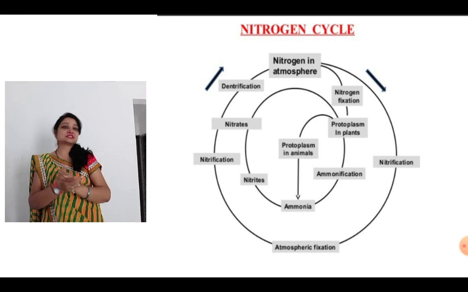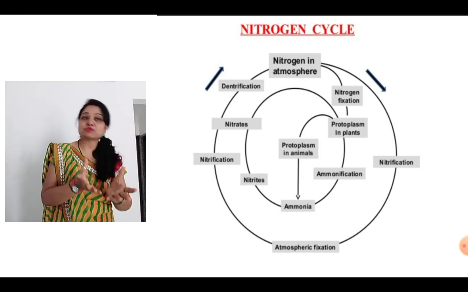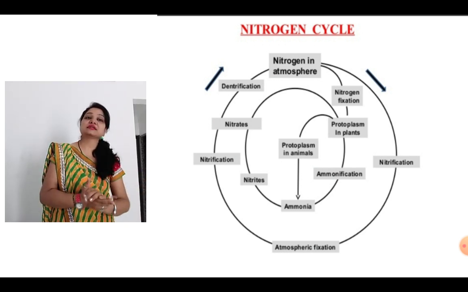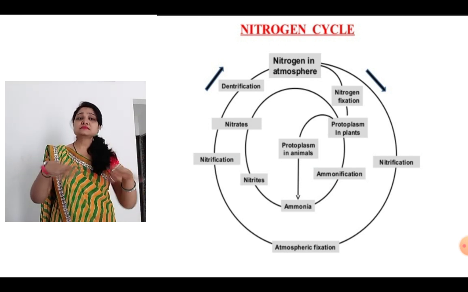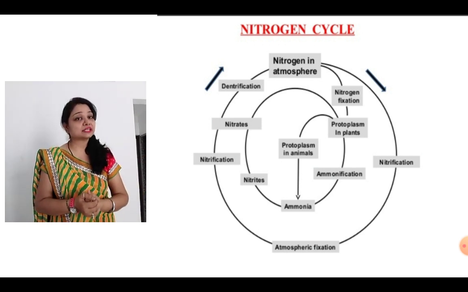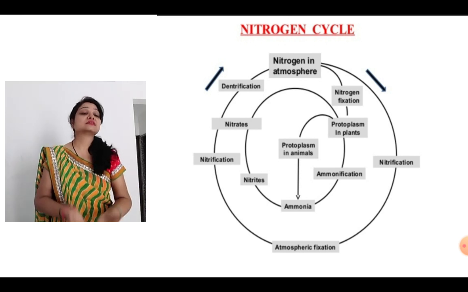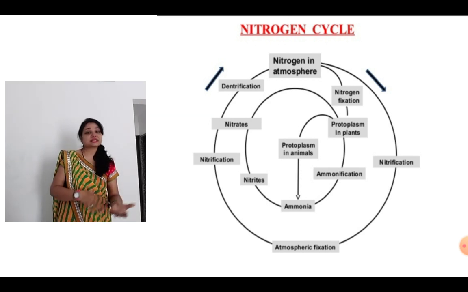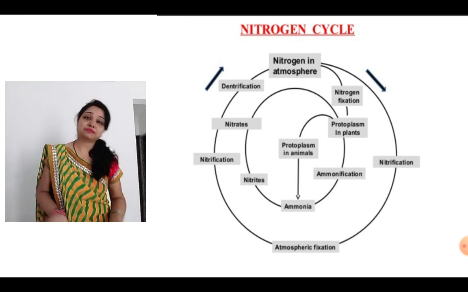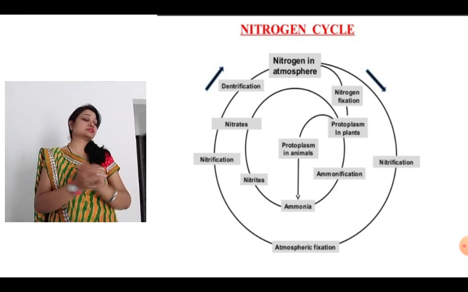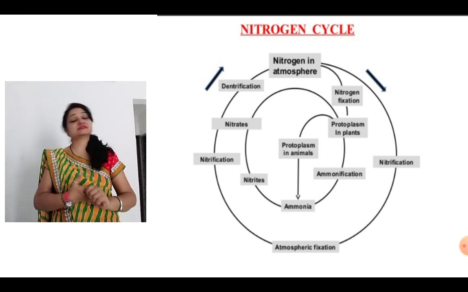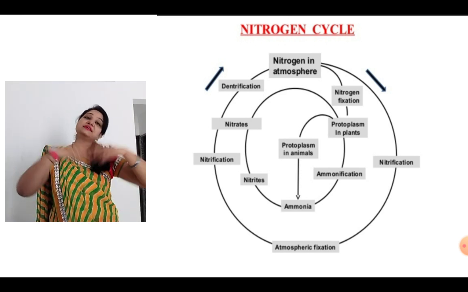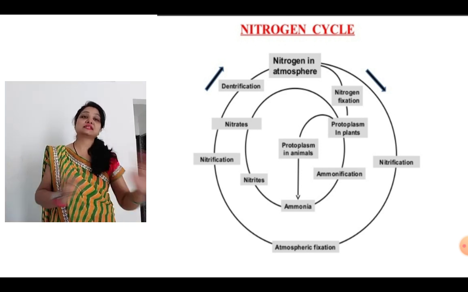Now the pictorial representation, just see. The nitrogen in the atmosphere is fixed by the bacteria, then it is taken up by the plants, then the plants are eaten by the animals, then these proteins are converted to nitrites and nitrates, and when the animal dies, it again gets mixed in the soil, and by the other bacteria and organisms it is converted to the atmospheric form again, and then again it comes into the atmosphere, and the cycle continues.